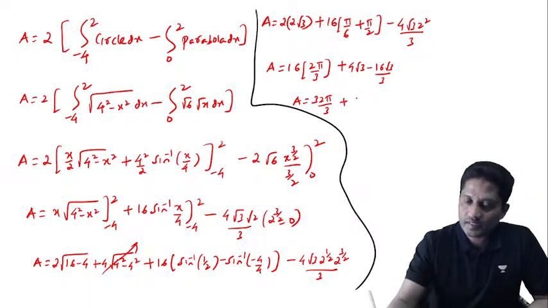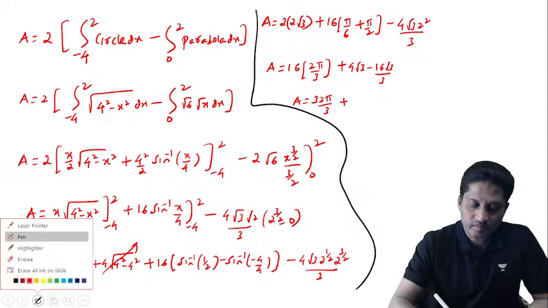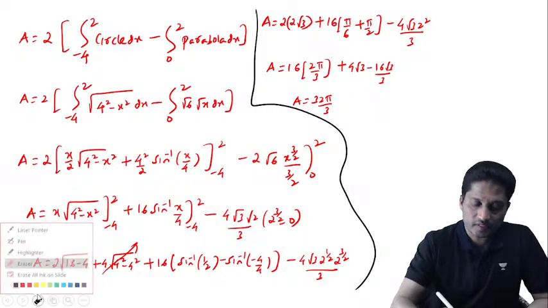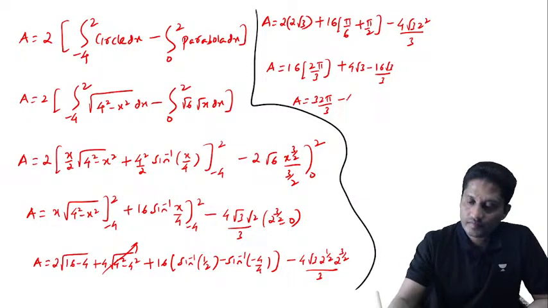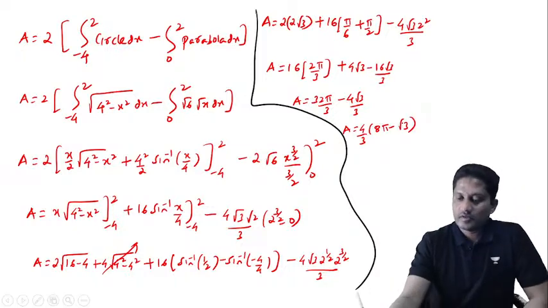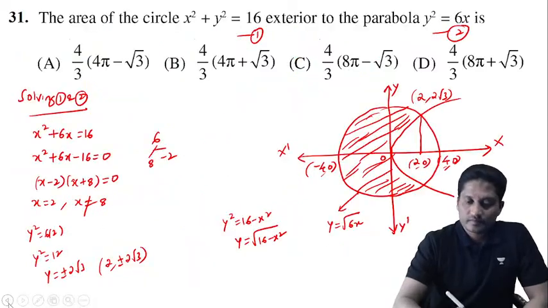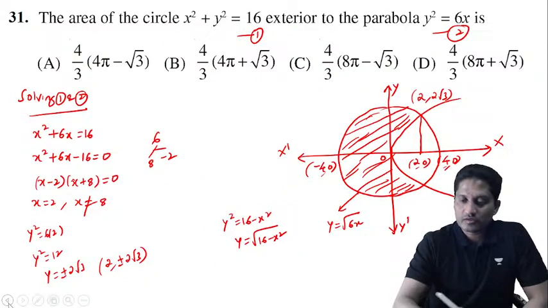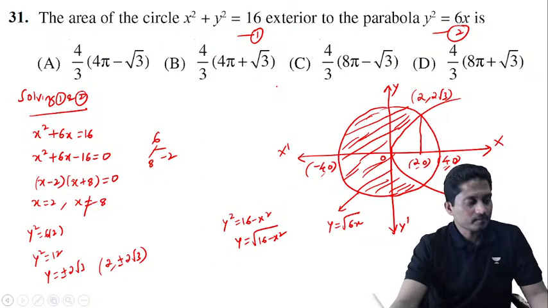Plus, if you cross multiply, 12 minus 16 is minus 4. This is minus 4 root 3 by 3. If I take 4 by 3 common, you will get 4 by 3 into 8 pi minus root 3. Answer is option C.